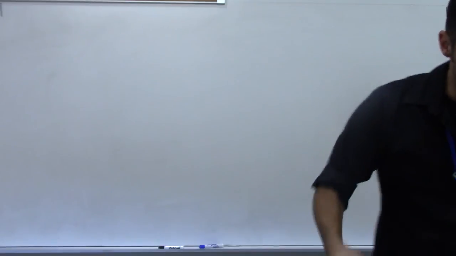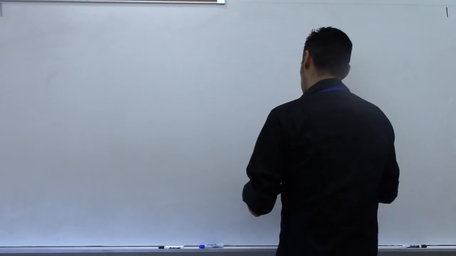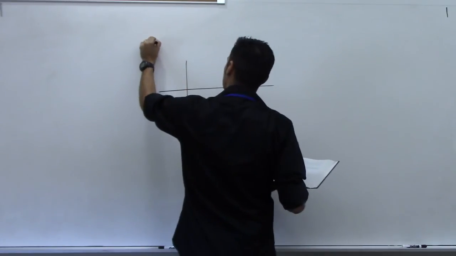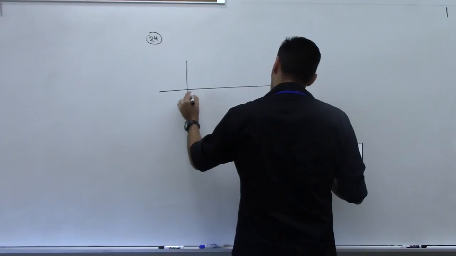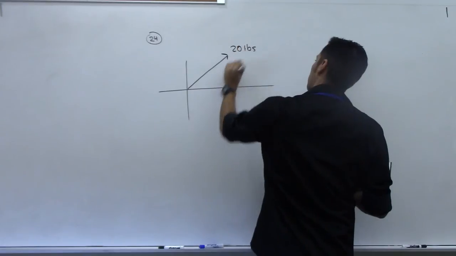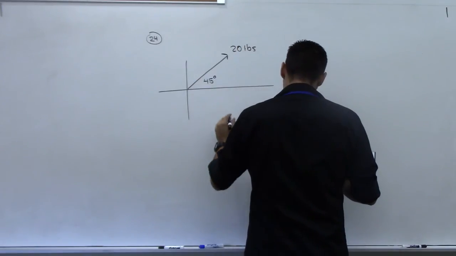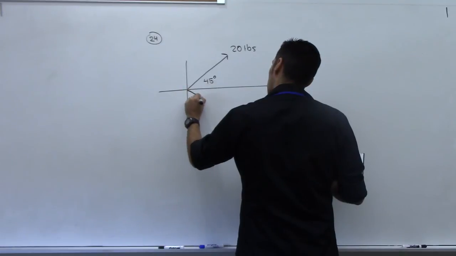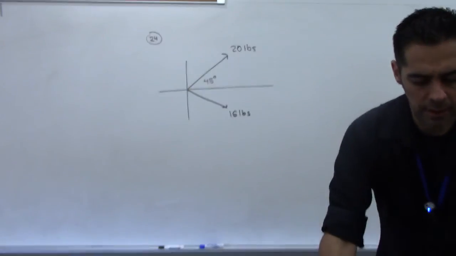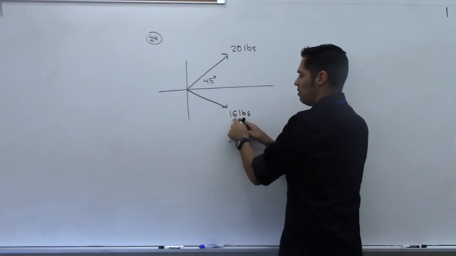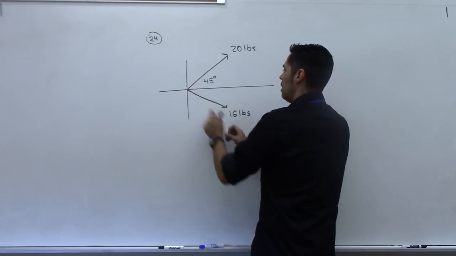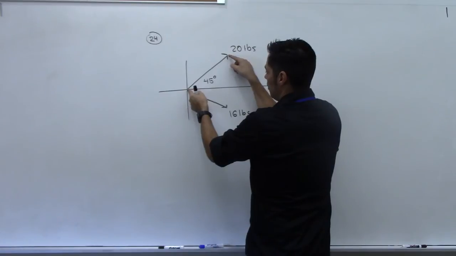Find the magnitude of the resultant force and the angle it makes with the positive x-axis. So you have number 24, I should write this down. You have a vector at 45 degrees pulling 20 pounds, and then a vector at 30 degrees pulling 16 pounds. The pounds correspond to the length of the vector. So this one is 16, and this one is 20, so it's longer than this one.